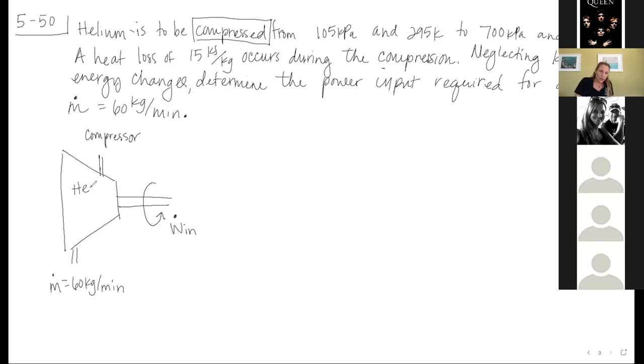We know that this is helium. We know that the pressure at, I labeled this as point 1 and this is point 2. It's arbitrary. It doesn't matter. Pressure at P1 is 105 kilopascal and 295 Kelvin. The pressure at point 2 is 700 kilopascal and the temperature is 460 Kelvin. So pressure at point 2 is 700 kilopascal and T2 is 460 Kelvin.